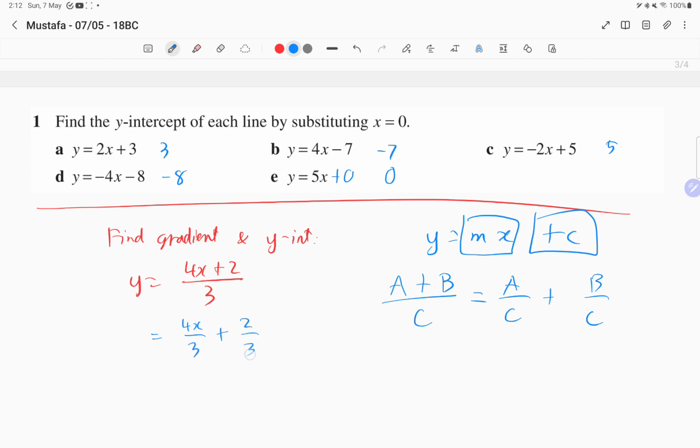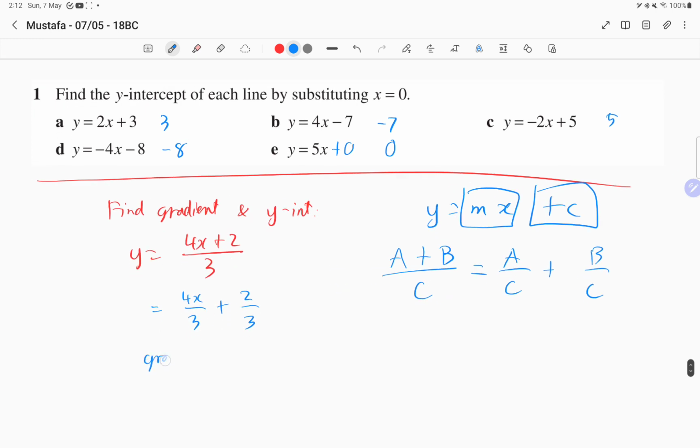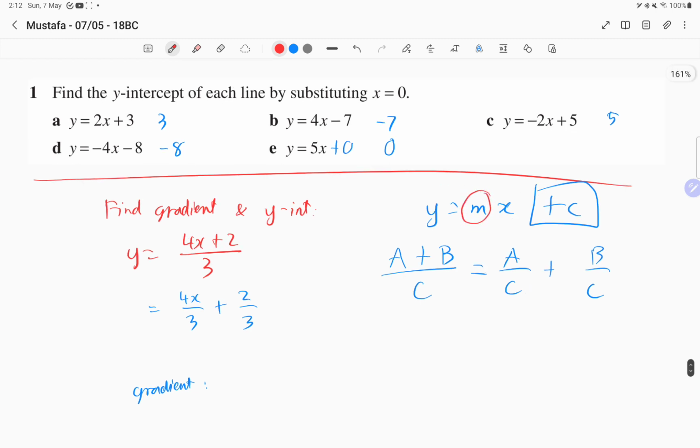Correct. So what's the gradient and the y-intercept? Gradient is 4x... Not quite. Just 4? Not quite. Gradient, I'll tell you the definition again. Gradient is m. What's m? m is the number that multiplies into x to get the x term. Not just 4. If the gradient is 4, then it's supposed to be 4x only. But this is 4x over 3.